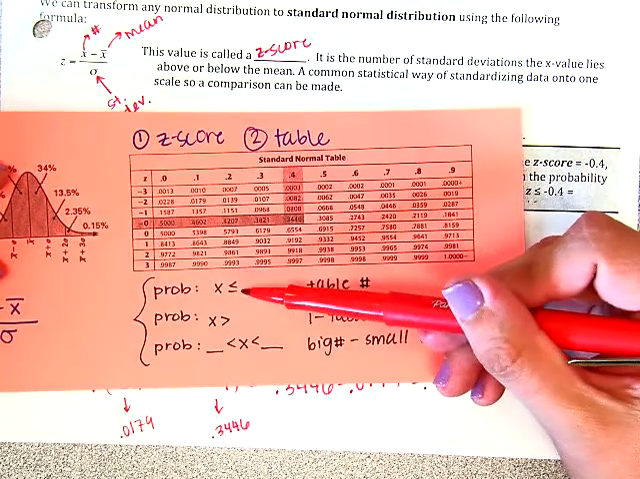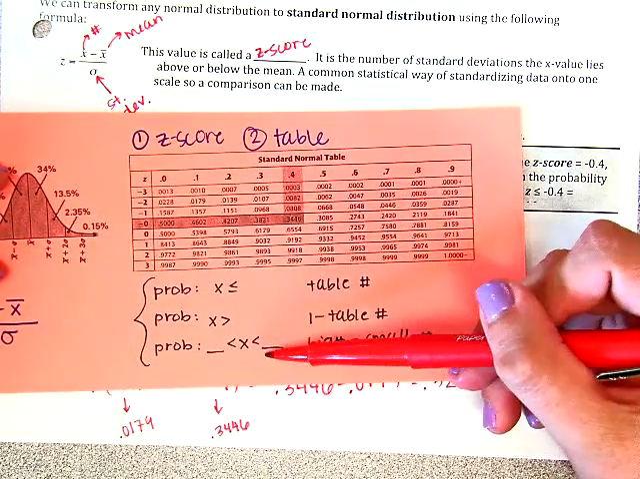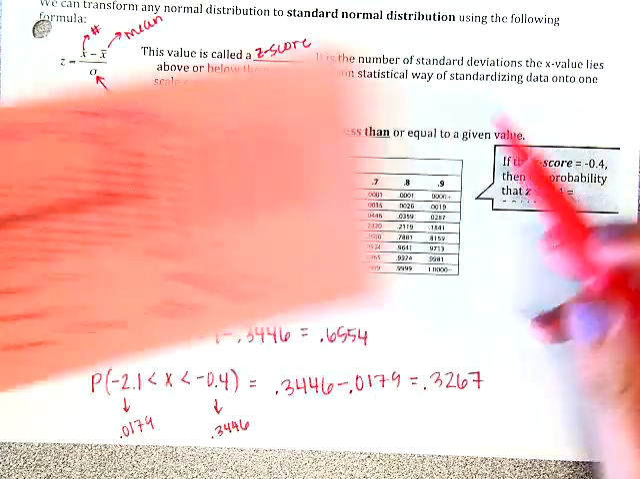So that's what's a little bit tricky about the table, is depending on what the question is asking. Is it less than? Is it bigger than? Is it between two? Then it's written right here for you.